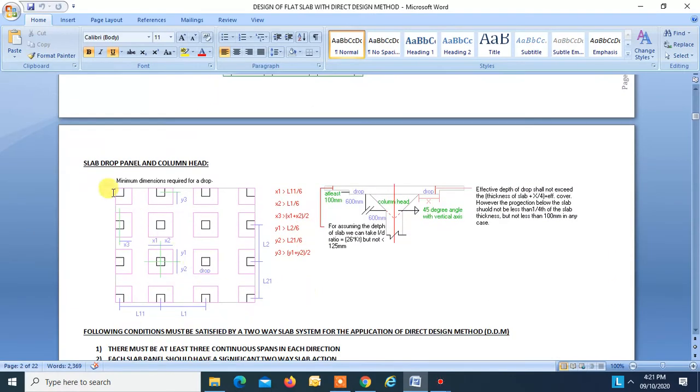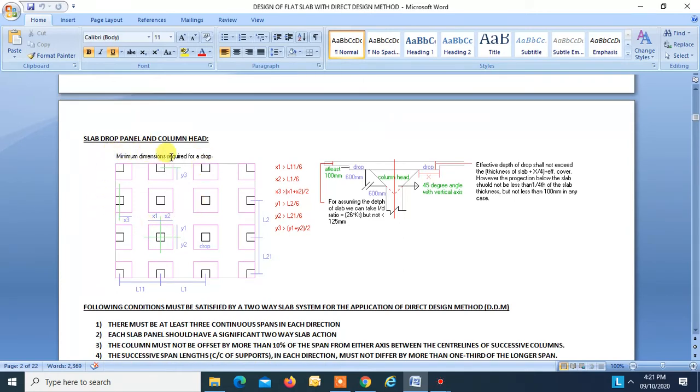Okay. Now slab drop panel and column heads. So minimum dimension required for the drop. Okay. For an interior drop, x1 should be greater than L1 by 6. This is L1. x2 should be greater than L1 by 6. This is L1. y1 should be greater than L2 by 6. This is L2. y2 should be greater than L2 by 6. This is L2. So x1 plus x2 gives you the width, y1 plus y2 gives you the depth. Okay, the dimension should not be less than x1 plus x2 and y1 plus y2. This is for interior drop.